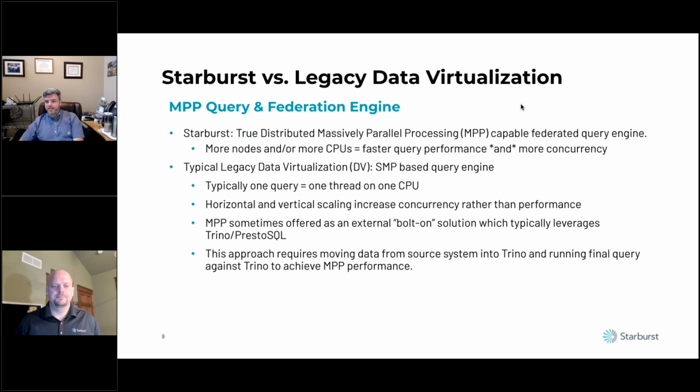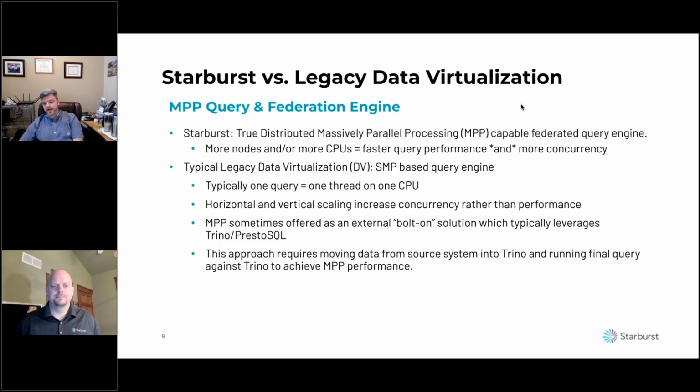Most of the legacy DV tools in the market today are still primarily SMP based. What that means is, for the most part, one query will use a single thread on a single CPU. Now, there are some exceptions, like if you're doing certain types of unions or certain types of joins, there might be a case where you're using 2 or 3 threads. But for the most part, most queries on an SMP-based legacy DV system are very limited in the number of threads they can utilize. It's usually about 1 thread per query.